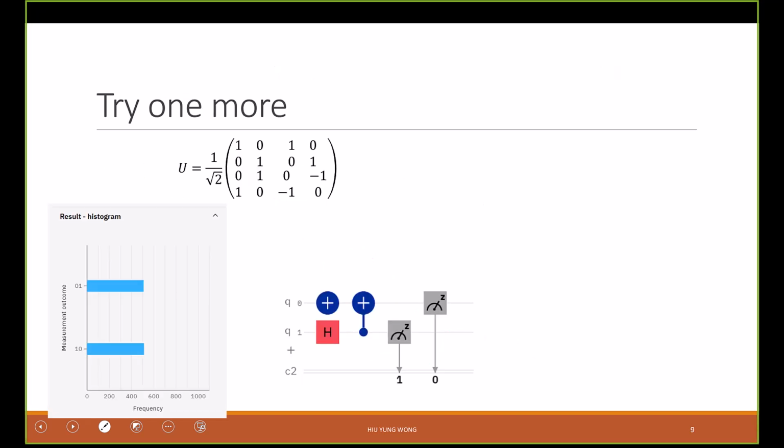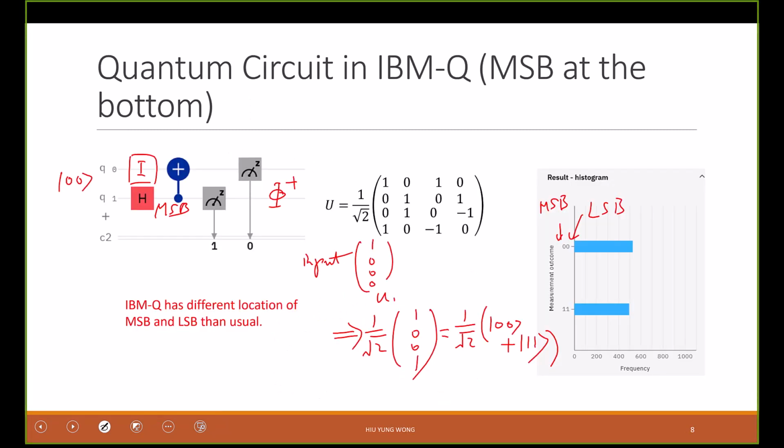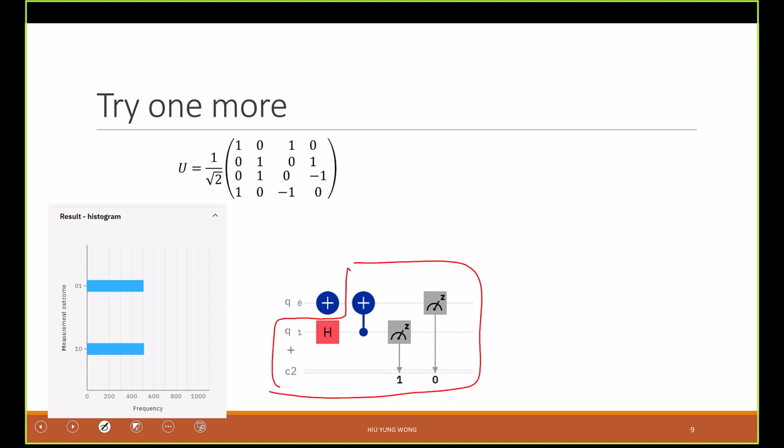Let's try one more. How about this one? What is my input here? Maybe a little bit confusing, right? Maybe, oh, that's not the circuit I want, but it is. This is the circuit that we have. Make sense? Is it the same circuit? It's the same, right?